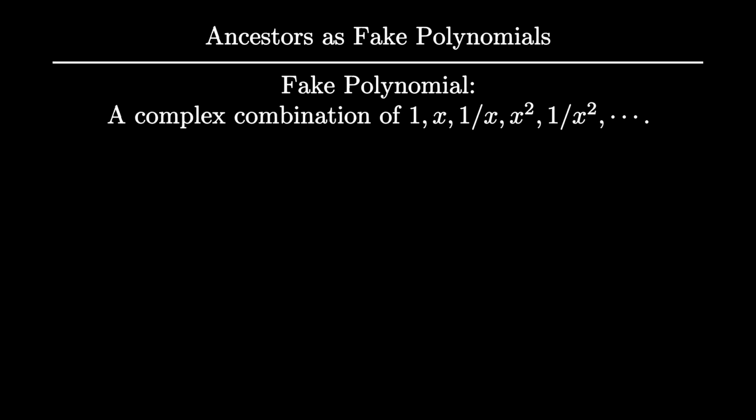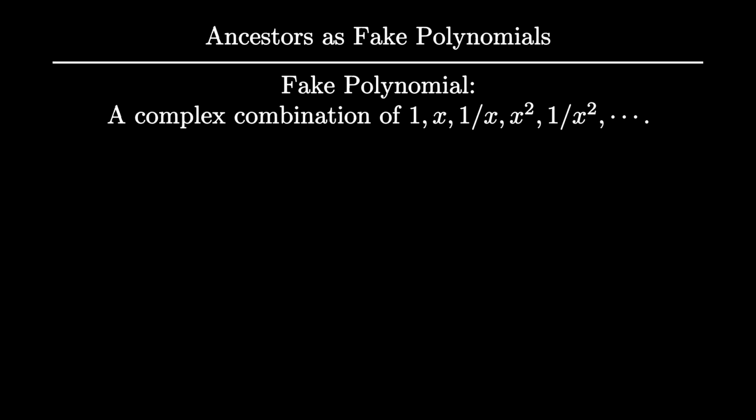So our ancestors aren't complex polynomials. They have terms like 1 by x and 1 by x squared that also appear. So let's give a term for polynomials that also include these terms. Let's call them fake polynomials. In this video, a fake polynomial is a complex combination of 1, x, 1 by x, x squared, 1 by x squared, and so on. When I say the degree of a fake polynomial, I just mean the largest power of x that appears, even if it's in a denominator. So ancestors are clearly fake polynomials, although not all fake polynomials are ancestors.